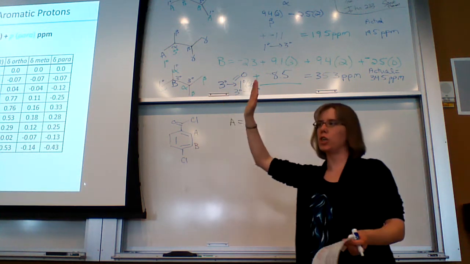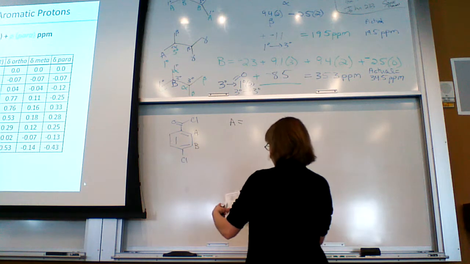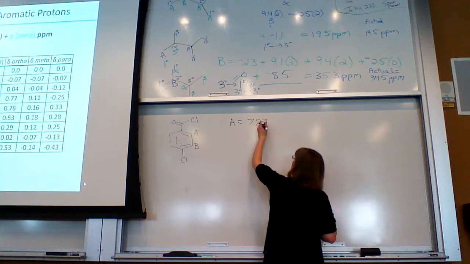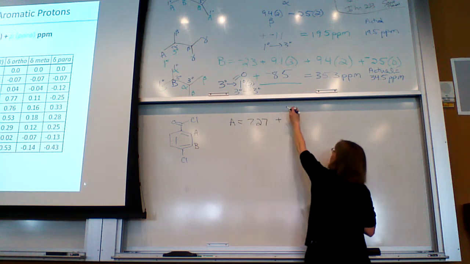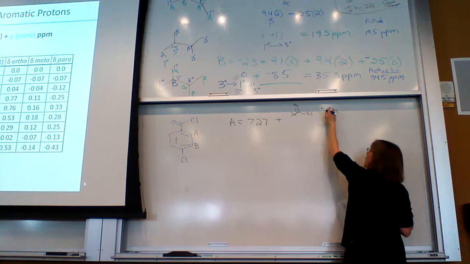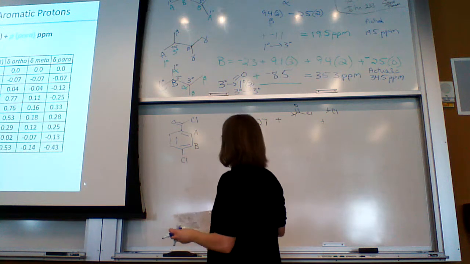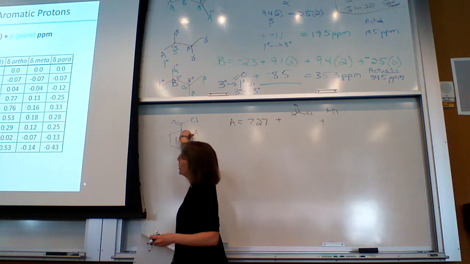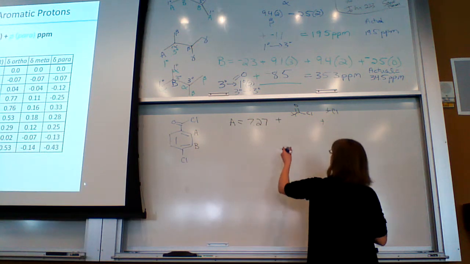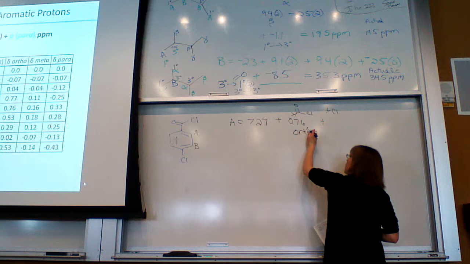Base value for, if we just had benzene, would be 7.27. That's where benzene shows up on a spectrum. So that will be our base value for an aromatic proton. And then we're going to add in corrections for the acid chloride substituent and then the chloro substituent. Our acid chloride substituent for proton A has an ortho relationship, and so we're going to add 0.76. Because that's ortho.